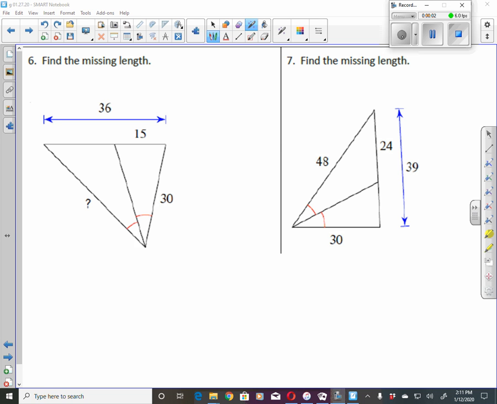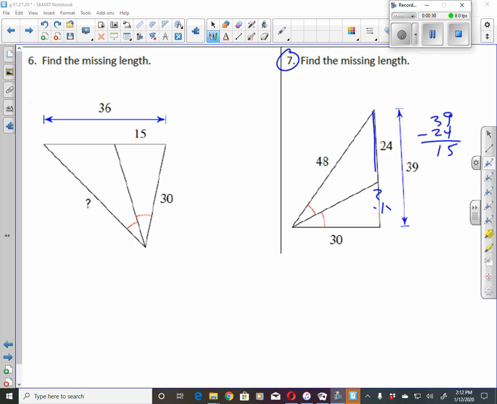So as we continue with the angle bisector theorem, we want to start with number 7 instead of 6. These should have been switched around. Notice that they gave us this part and the entire side here. That means clearly that this side is in question, but we can figure that out. That's 39 minus 24, right, which is equal to 15.